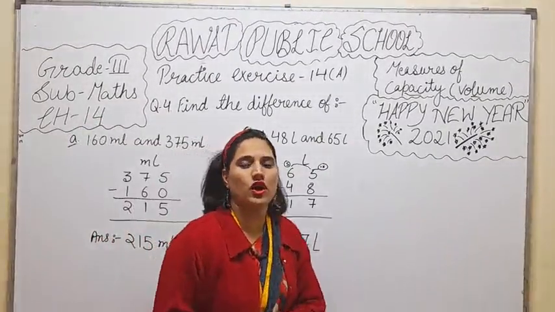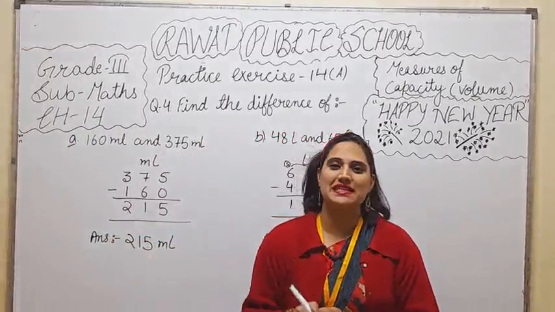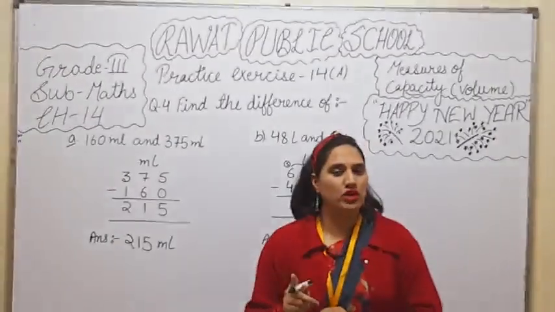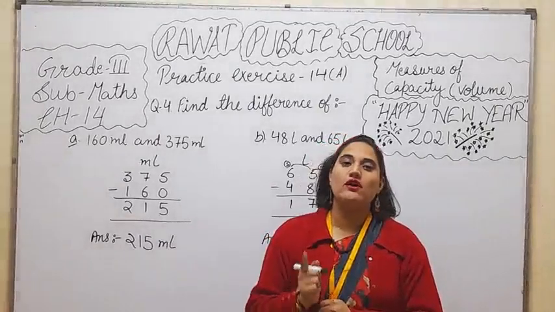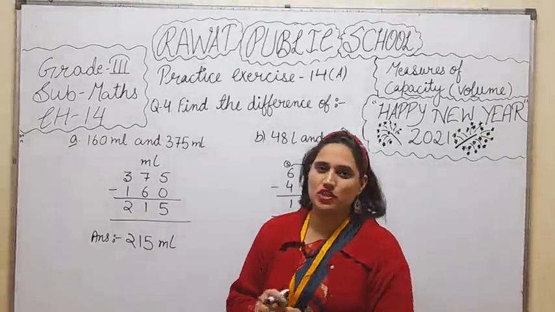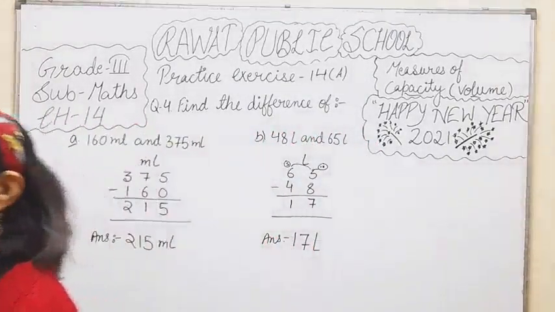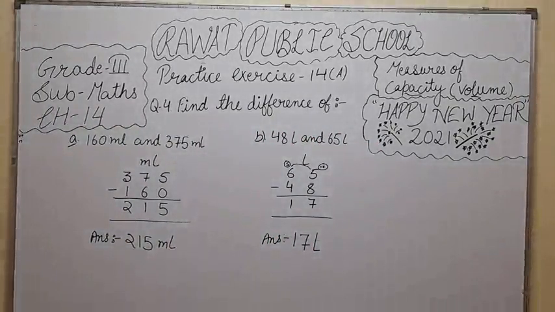Now students, you all have to solve question number C and D of both the questions: question number 3, find the sums of, and question number 4, find the difference of. This is your homework, which you all have to solve in your copy on your own.